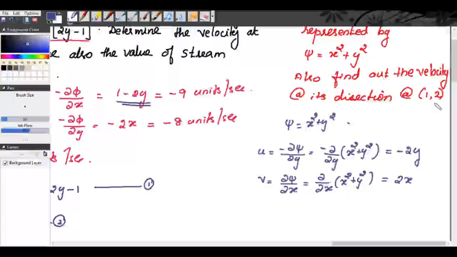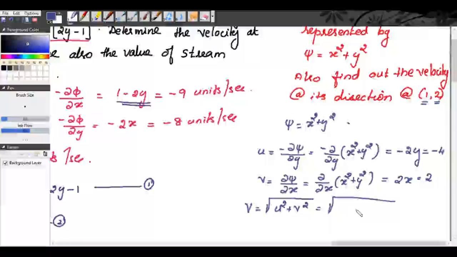So at point (1, 2), substituting x is equal to 1 and y equal to 2, we get u is equal to minus 2 into 2, that is minus 4 units per second, and v is equal to 2 units per second. Therefore, our resultant velocity V is equal to square root of u square plus v square, which is square root of (minus 4) whole square plus 2 square. We get 4.47 units per second.